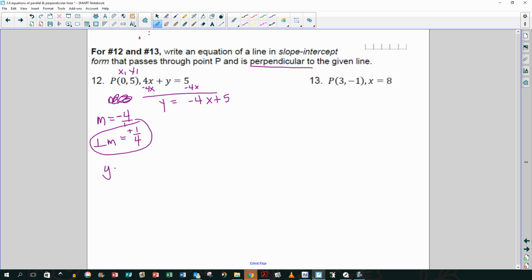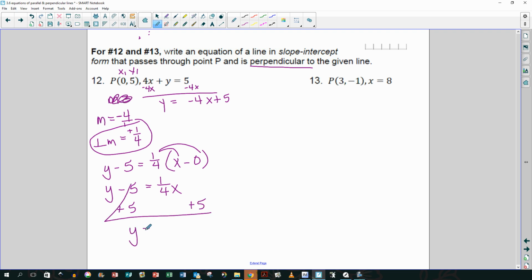So y minus y1 equals m times x minus x1. So y minus 5 is 1/4 x, because when I multiply here, I get 1/4 x. Here's going to be 0. So all you need to do now is just add your 5 to both sides. So y is 1/4 x plus 5. So there is your perpendicular line.